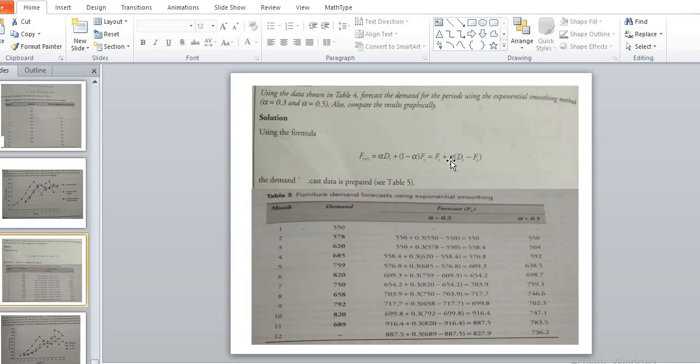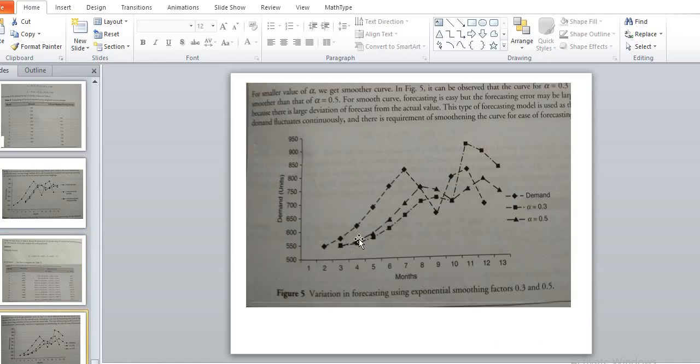The only change is that the factor changes to 0.5. So the forecasting values appear like this for 12 months, and then we plot this for the smoothing factors. If this is the actual curve, this is the forecasting graph for the smoothing factor 0.5, and this is the forecasting graph for the smoothing factor 0.3. Now the forecasting error may be larger for the smooth curve.